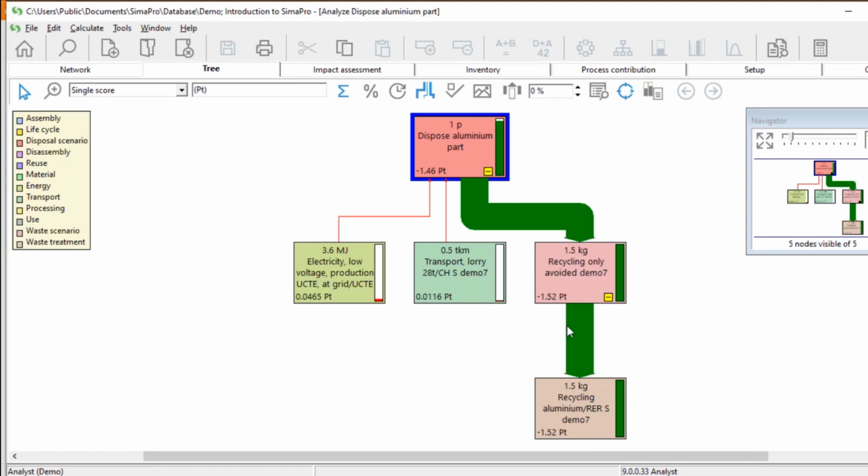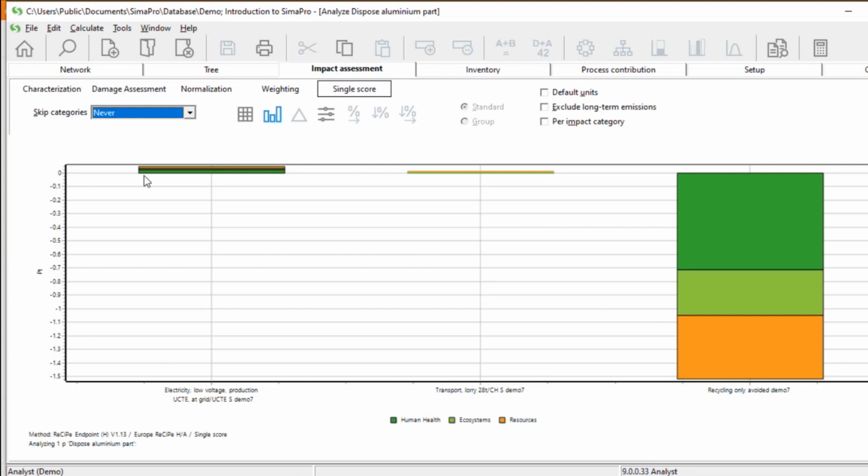This is the positive environmental load. Because of the recycling, you are getting something positive out of it. If you go to impact assessment, you can see this is positive, and human health, ecosystem and resources. Some are positive in terms of electricity, low voltage production. Okay, so electricity, if something is positive, that means this is the environmental burden. So you are consuming electricity, there is environmental burden in terms of human health, ecosystem and resources.